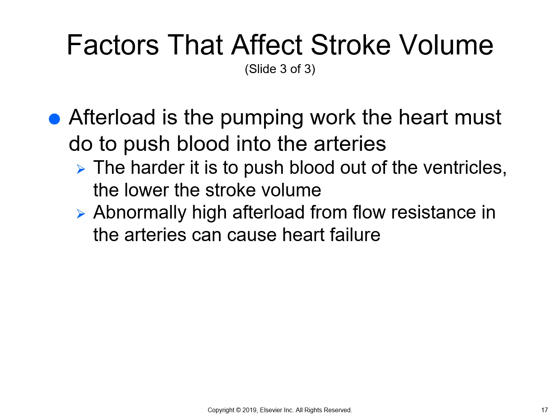So low afterload equals easier blood flow, better stroke volume. High afterload equals the heart works harder and stroke volume decreases. If we have chronically high afterload, that could lead to heart failure.